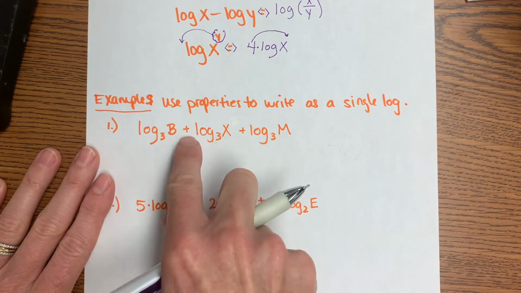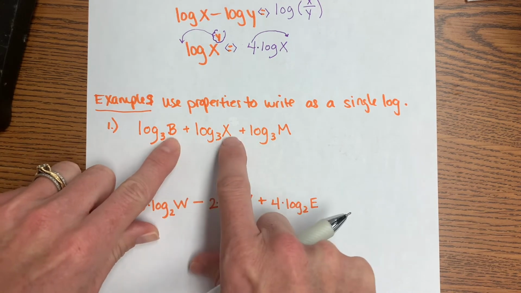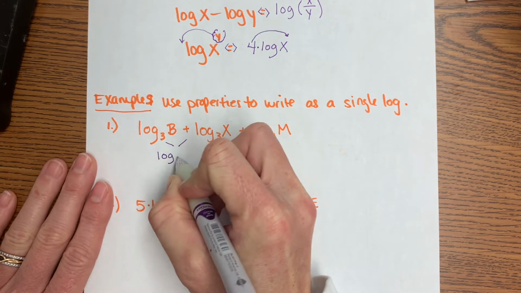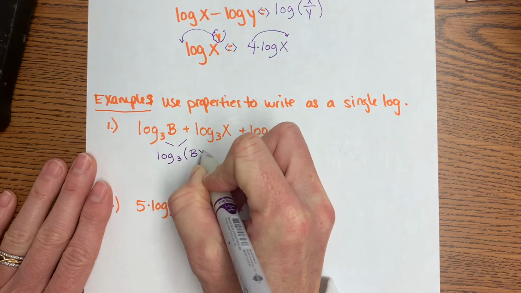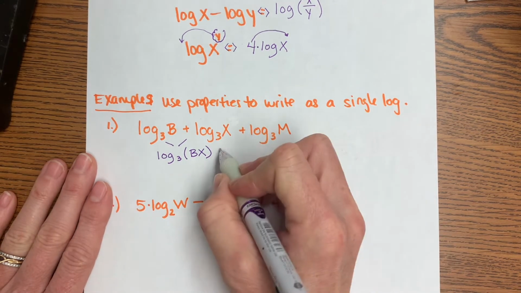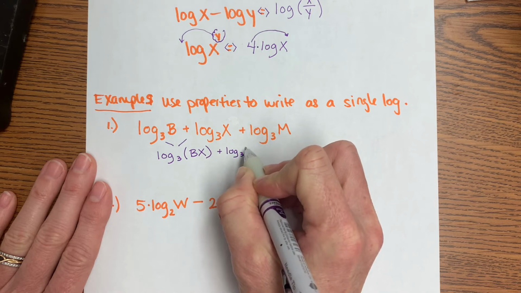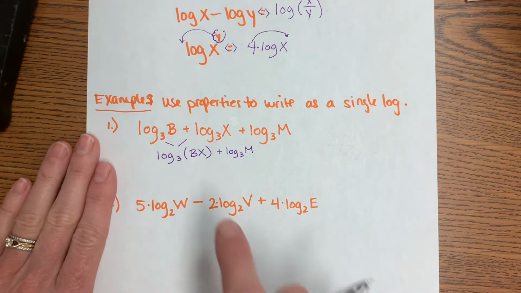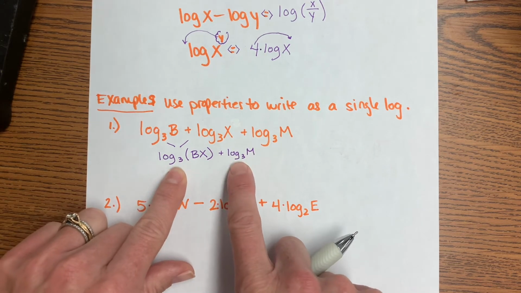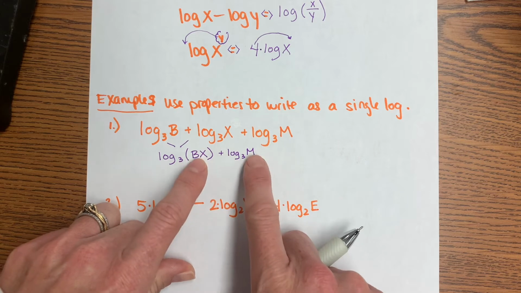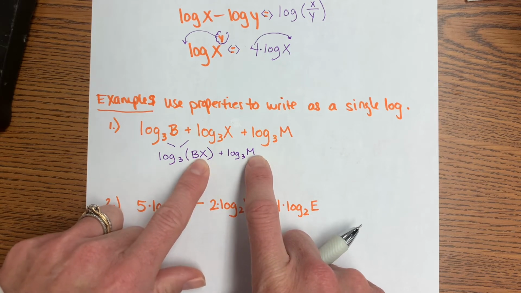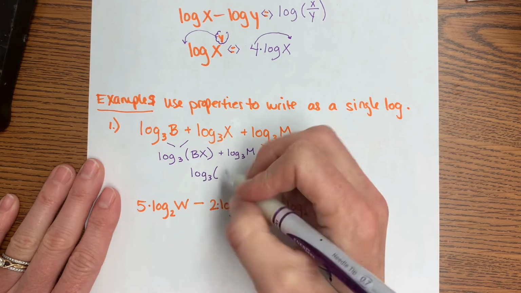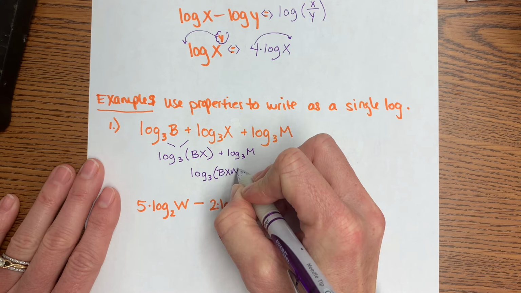So what I'm going to do is notice these two first logs are being added. That means I can multiply my arguments. So these are going to come together into one log, log base 3 of b times x. I still have this log right here, so I'm going to write it down. I do not care if you do this all in one step. I'm just showing a couple steps so I don't confuse people. And then now I have log base 3, they match. I have added logs so I can multiply the two arguments. So I write log base 3, and then I multiply this by that. So it's b x m.